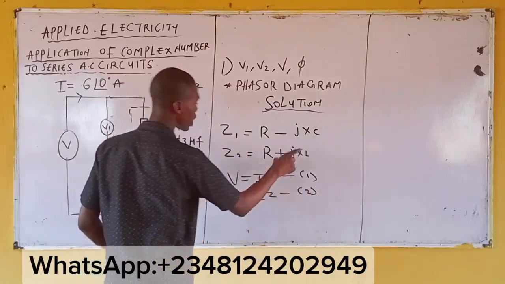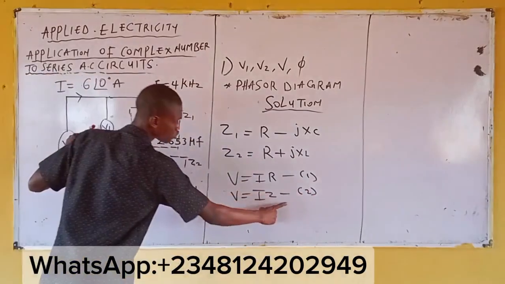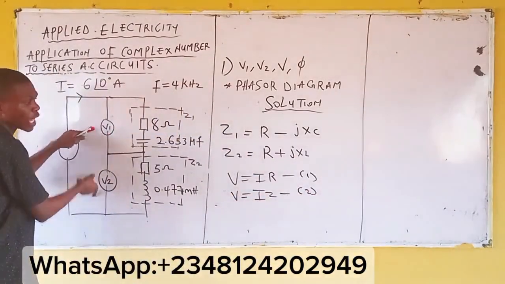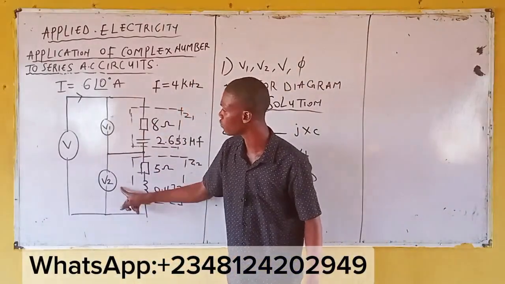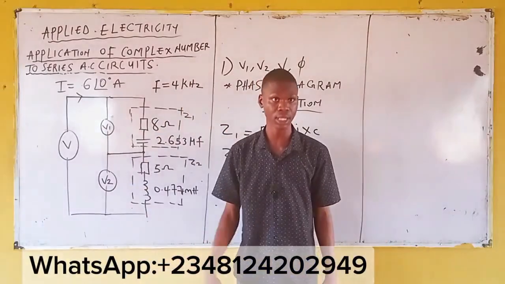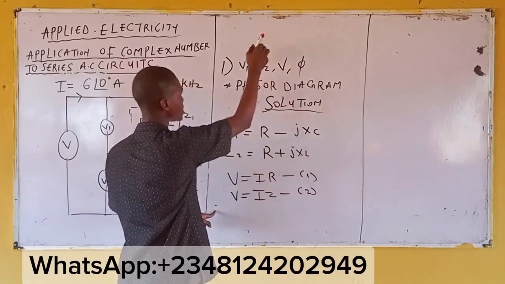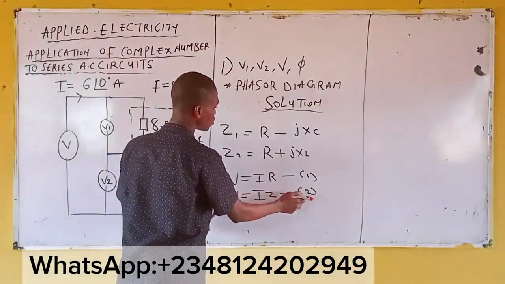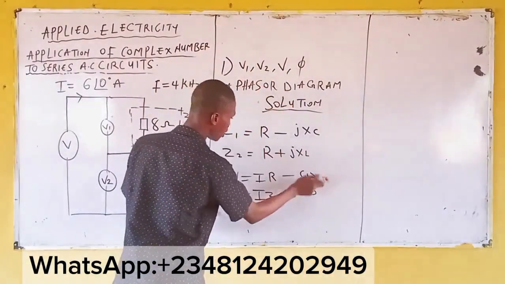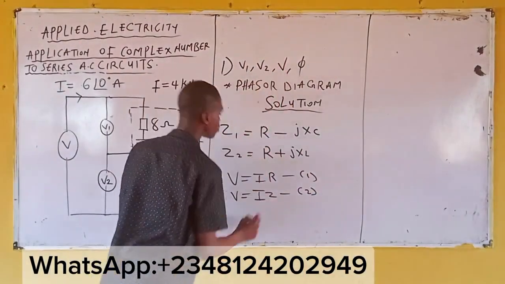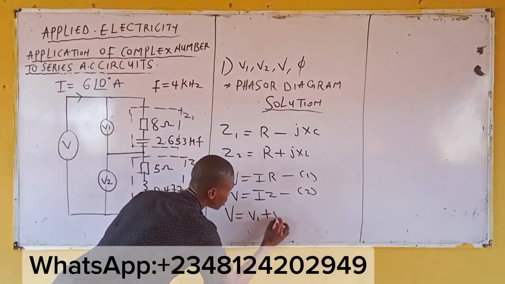Now, from equation 2, you can use equation 2 to get V1, right? You can use equation 2 to also get V2. And if you remember, what I said earlier is that to know if you are correct, the summation of V1 and V2 will give you this supply voltage. To get the first unknown, you are using this equation. To get the second unknown, you are using this equation. Now, to get this third unknown, what are you going to use? That will be V1 plus V2.